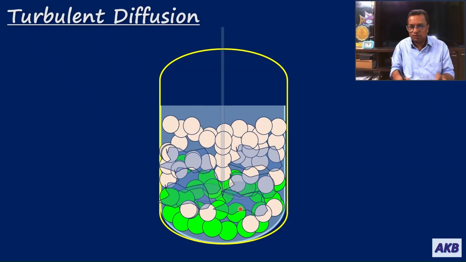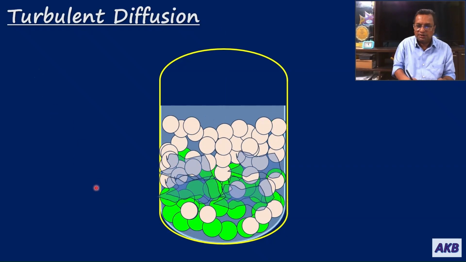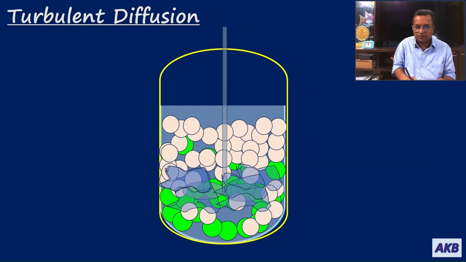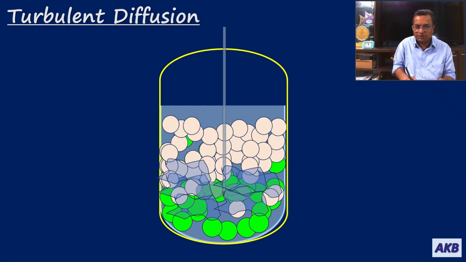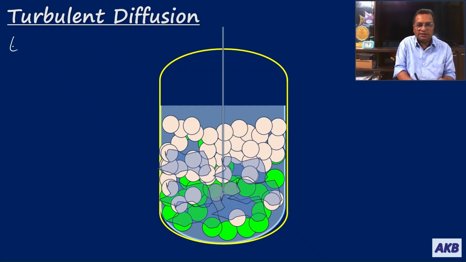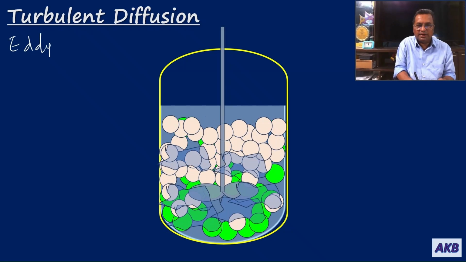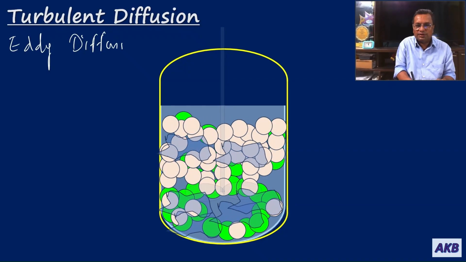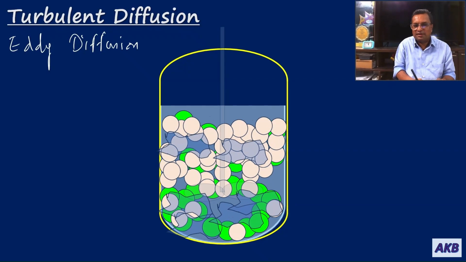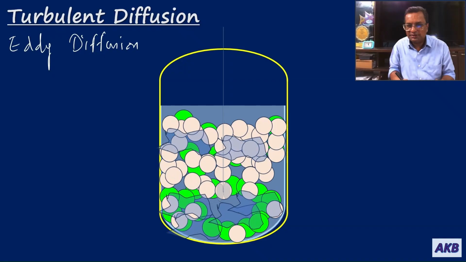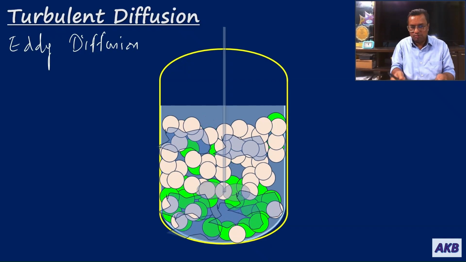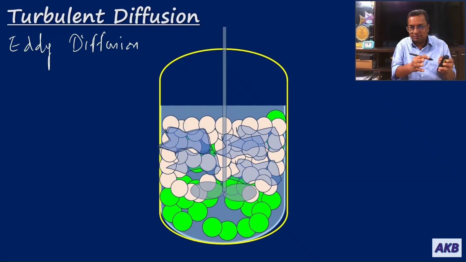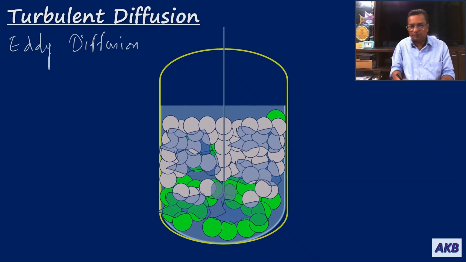Turbulent diffusion is also called eddy diffusion. So let me just write over here. Turbulent diffusion is also called eddy diffusion. The other name is eddy diffusion. Why eddy diffusion? Because it is due to the movement of eddies. So I hope the concept is clear to you. You must have understood the difference between molecular diffusion and turbulent diffusion.